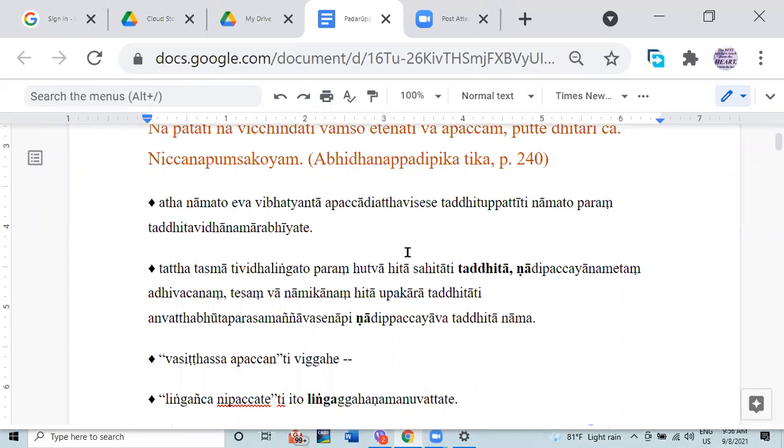Otherwise, with adjectives and without mentioning the relevant noun, how can we know what it refers to? For example, if you say only the single English word "beautiful," which is an adjective, no one can know. You see? So there are types of adjective: the sabbanama, the pronouns, and the bhuvisamasa. In Padarupasiddhi, in the Nama chapter, such a thing is mentioned, though now I cannot show you.